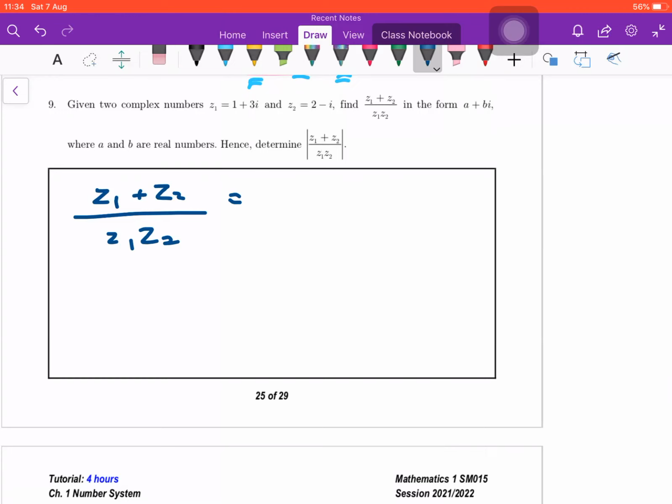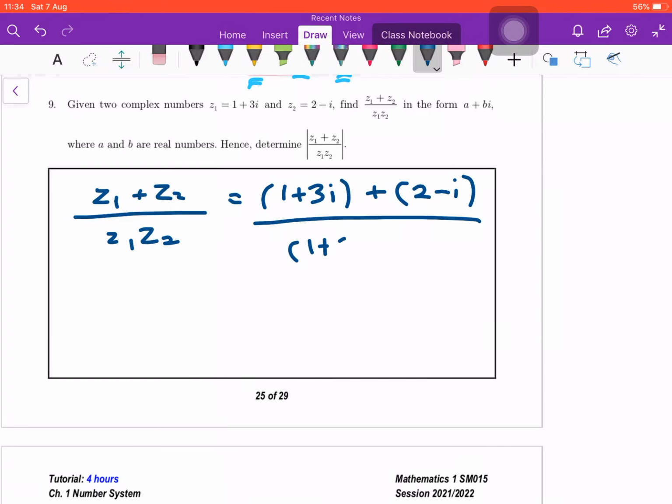Okay, substitute kan. So, 1 plus 3i plus Z2 adalah 2 minus i. 1 plus 3i, 2 minus i. Selesaikan apa yang boleh diselesaikan dekat sini. Bila awak selesaikan ni, awak sepatutnya dapat 1 over 2 minus 1 over 10i.